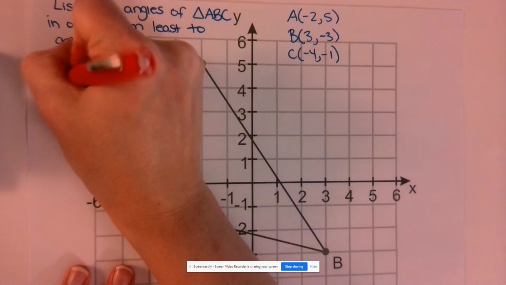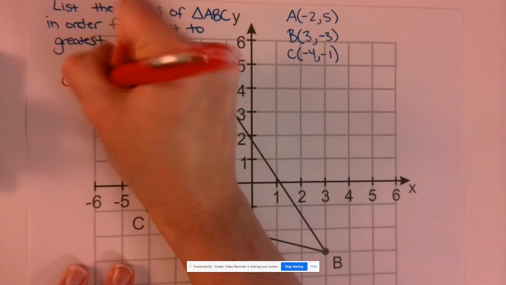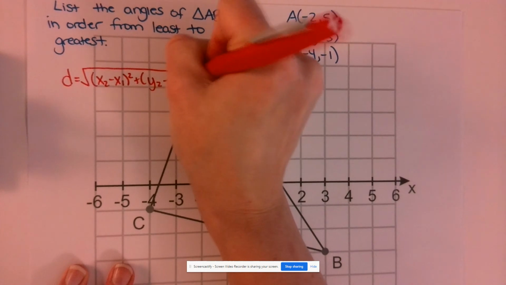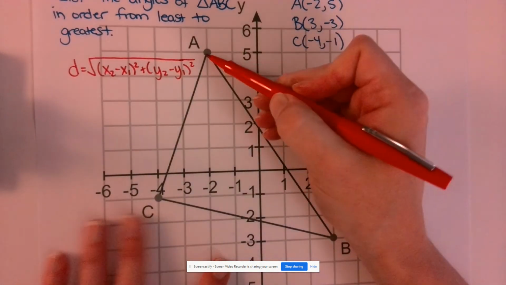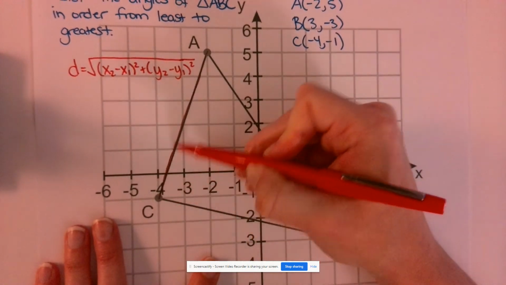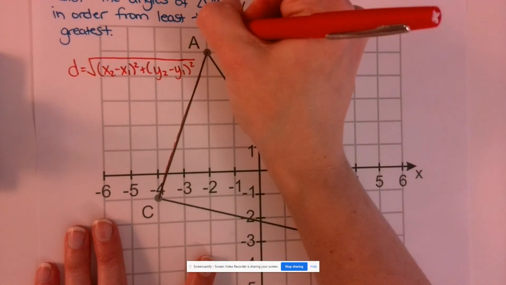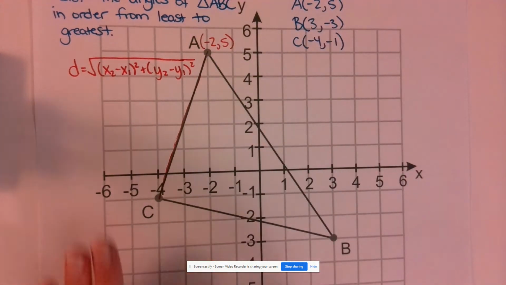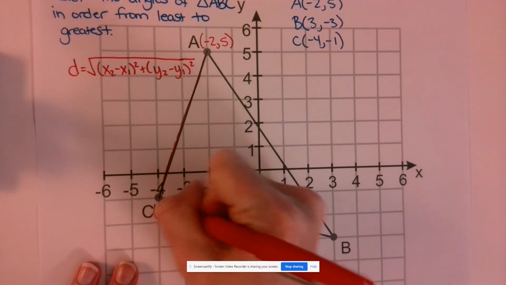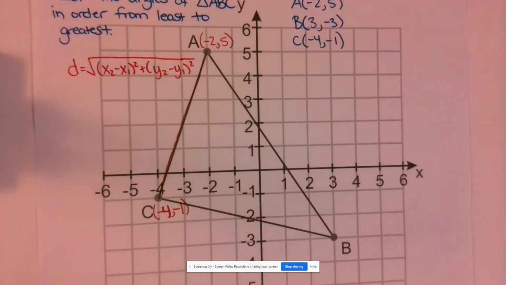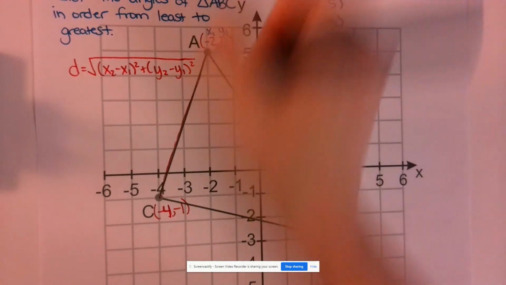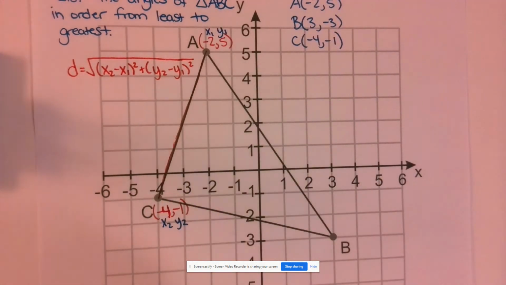So we're going to be using the distance formula. I'm going to write it out here. Okay. So I'm first going to find the length of this side of the triangle, line segment AC. To do that, I need to use the ordered pair at point A, which is (-2, 5), and the ordered pair at point C, which is (-4, -1). We know to use the distance formula, we should label our points x1, y1, x2, y2, and we're going to plug those numbers into the distance formula.